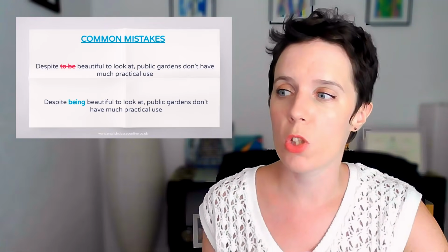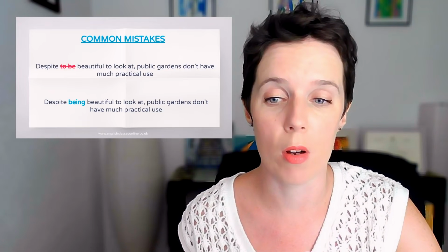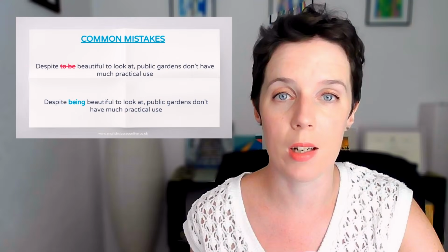So the first one I see quite a lot is with despite or in spite of. So often people will try to use it like this, despite, and then they try and use an infinitive verb, despite to be beautiful to look at, public gardens don't have much practical use. You cannot do that. You must use an ing, okay, despite being. Okay, so despite always takes an ing form.